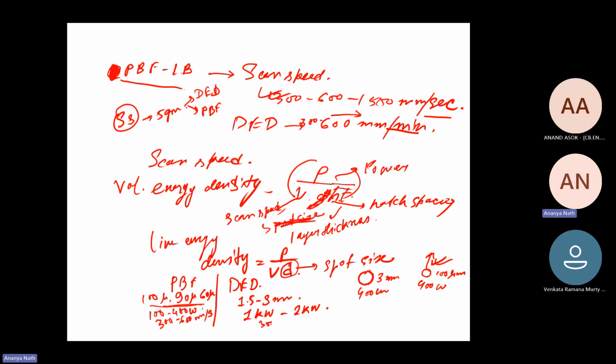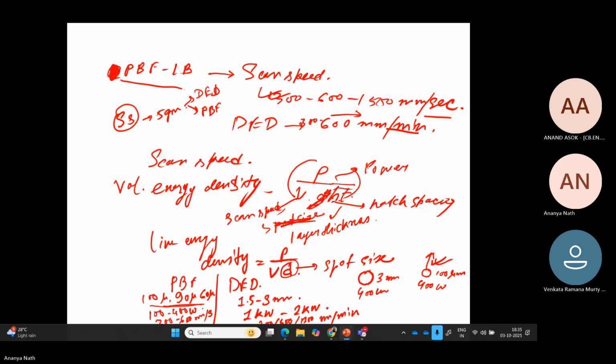Whereas here we use a high power and very low scan speed. So to match the energy density, to get the energy density necessary, we have this drastic difference between the scan speed of the PBF and DED process. So now you've understood why there is this drastic difference between the process parameter values between two additive manufacturing processes, whereas both use lasers to print parts.